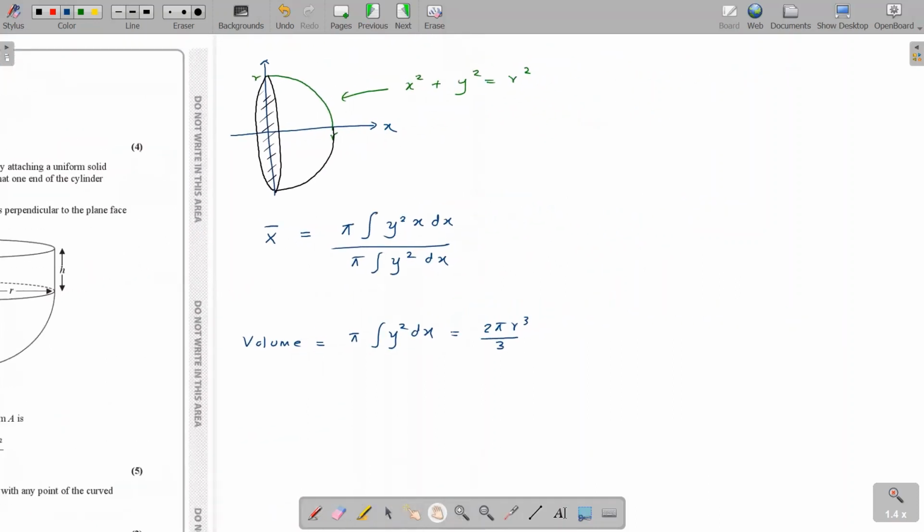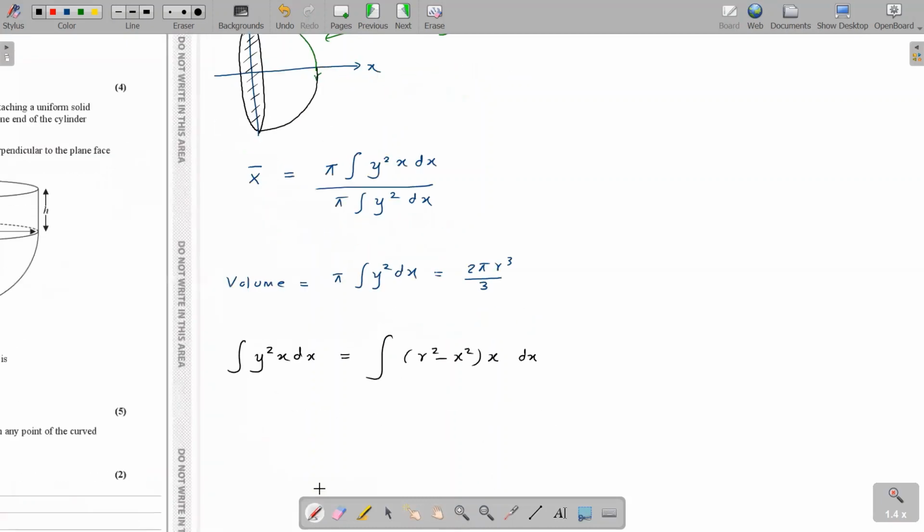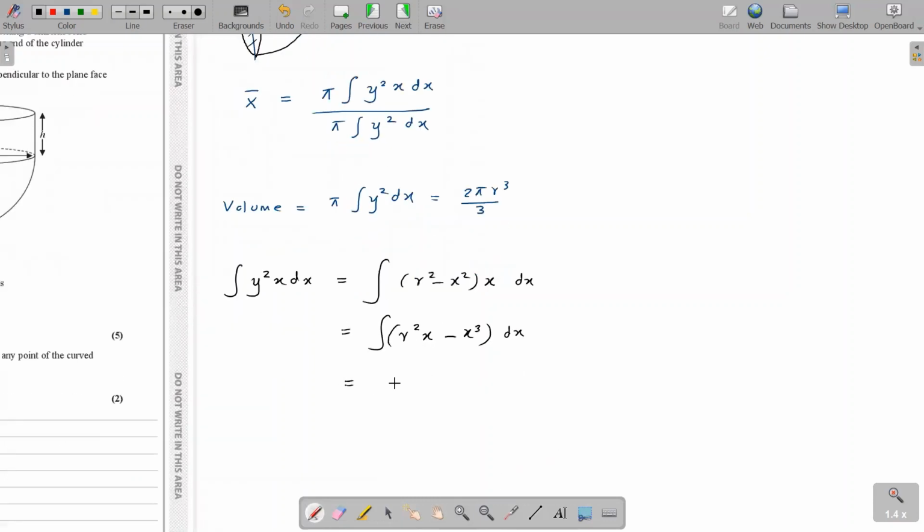So shall we input the value? We have to get the integration of y squared x. We will leave the pi outside for now. Let's integrate y squared x. What is y squared? From the main equation, y squared is r squared minus x squared. Do you agree? R squared minus x squared multiplied by x dx. So when you open the bracket, this is r squared x minus x cubed. Are you with me? So what happens when you integrate?